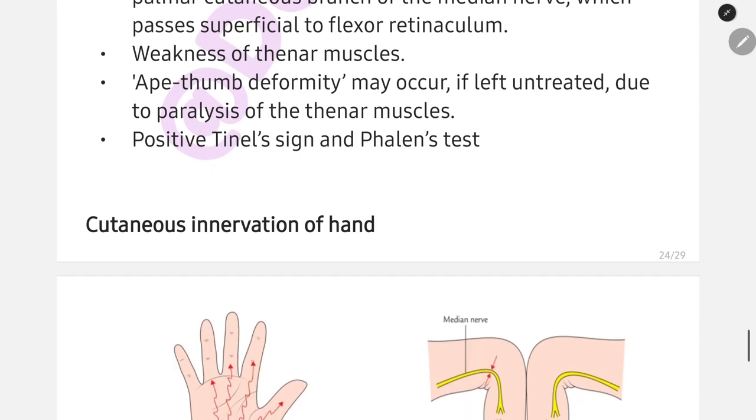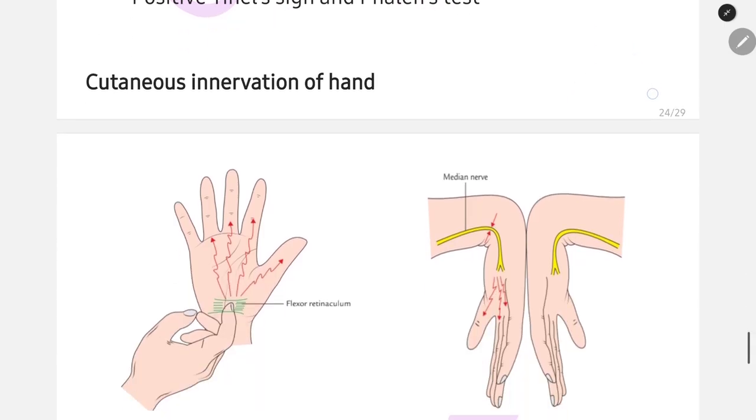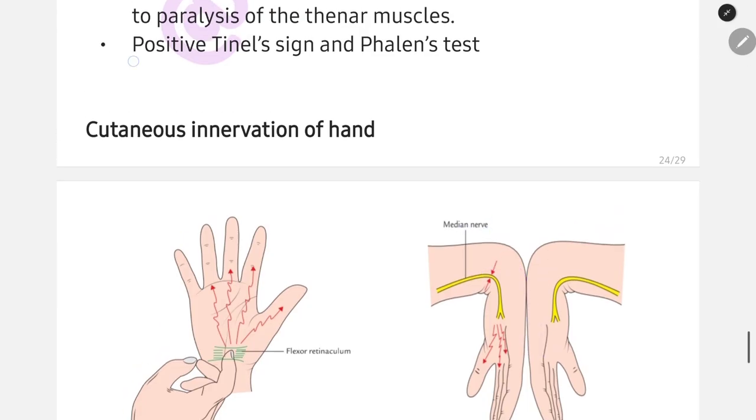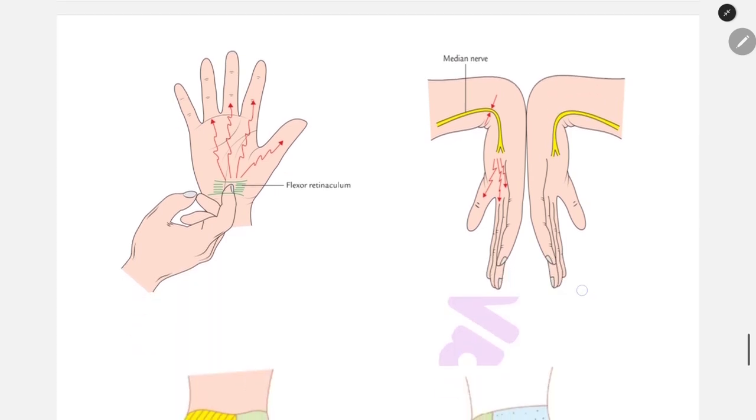The tests that you do are Tinel sign and Phalen's test. Tinel sign is that percussion over flexor retinaculum reproduces patient symptoms. And Phalen's test is that flexion of both wrists against each other for 1 minute produces patient symptoms. These tests are positive for median nerve injury.